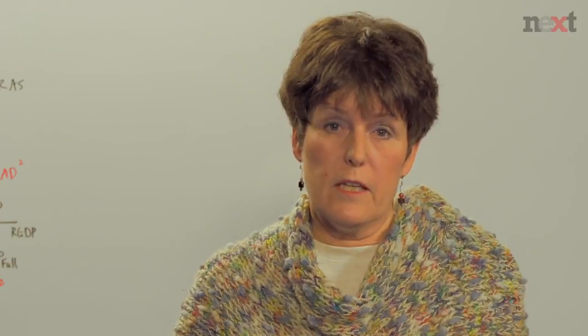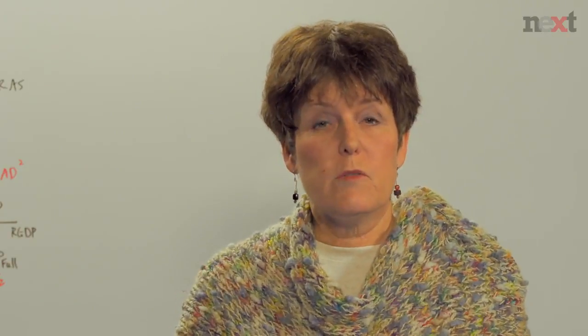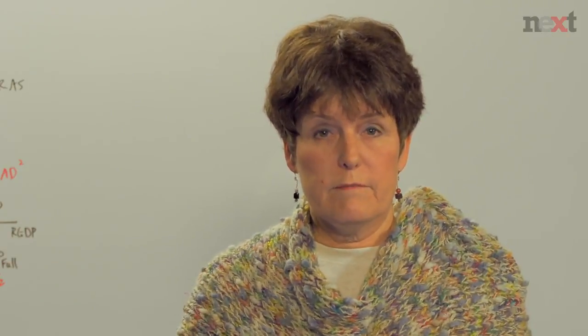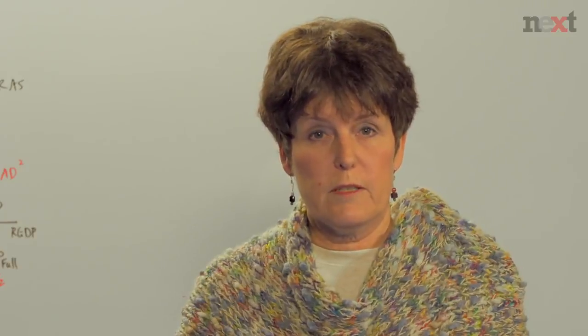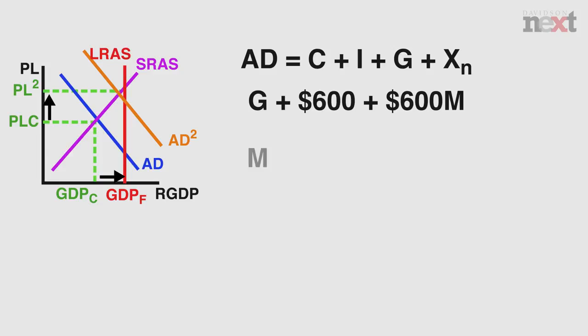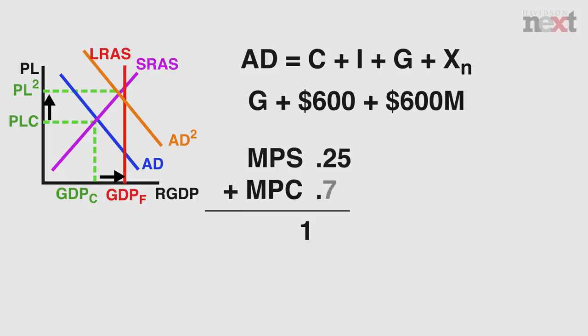What are they going to do with that income? Let's assume they're going to save 25% and spend 75%. You'll recall that the marginal propensity to save plus the marginal propensity to consume has to equal 1. So the marginal propensity to save in this case is 0.25. Marginal propensity to consume is 0.75. The total of those is 1.